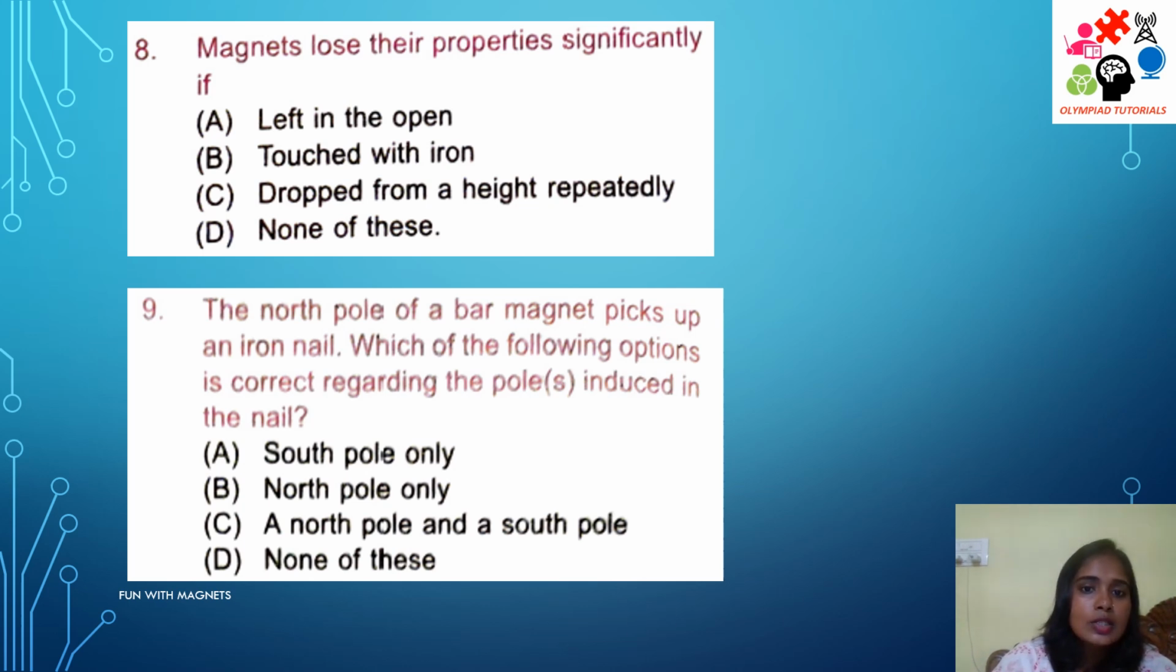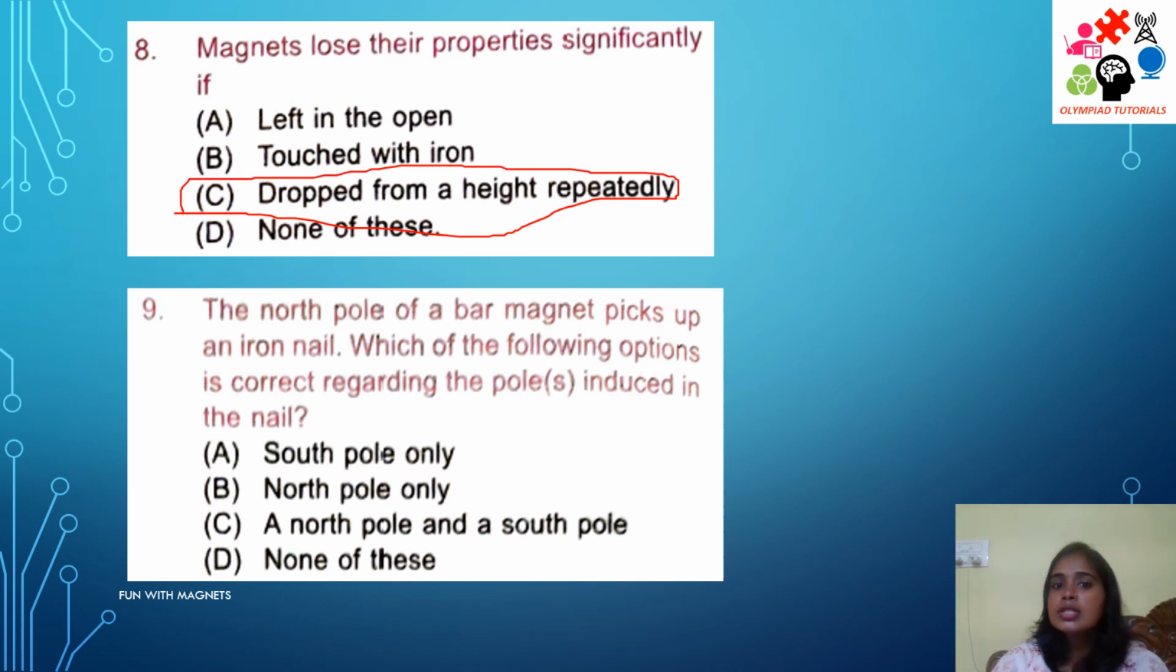Next question, magnets lose their properties significantly if, your correct option will be option number C, if they are dropped from a height repeatedly. The magnet tends to lose its property when it is dropped repeatedly from a height.